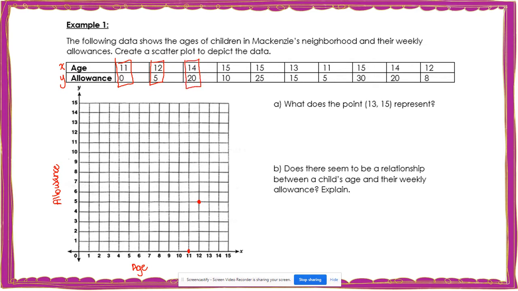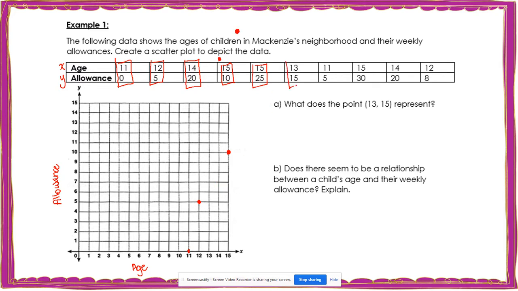Next, we have a child age 14 who earns $20. So we'll go right to 14 and then up to $20. And this would actually go off of your graph, probably somewhere around here. Then we have a child who is age 15 and earns $10. Then we have a child age 15 who earns $25. So this is going to go even further up than that other point.